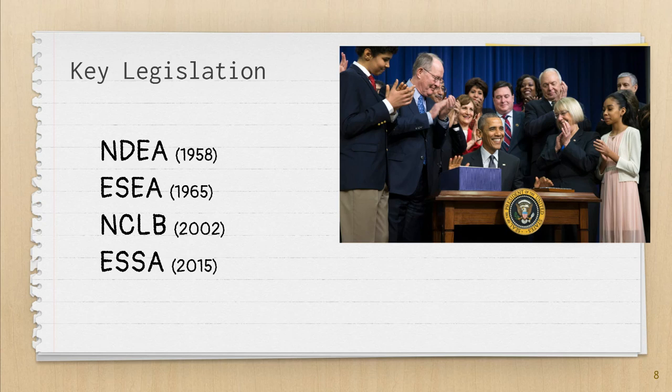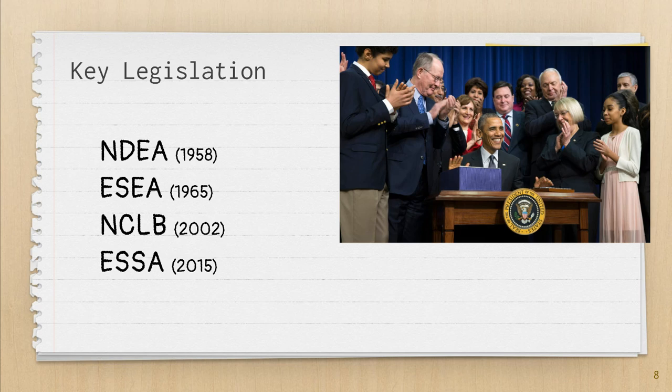No discussion of government's role is complete without mentioning three key pieces of federal legislation: the National Defense Act of 1958, which allocated federal funding for education; the Elementary and Secondary Education Act of 1965, which provided funding to support equal access to education and thereby established the federal government's role in education.